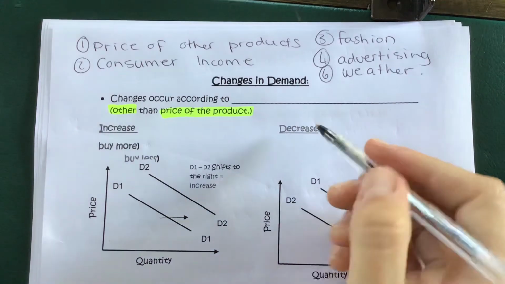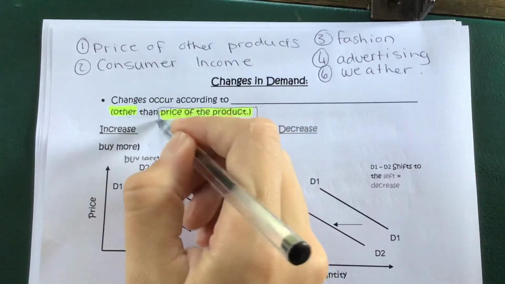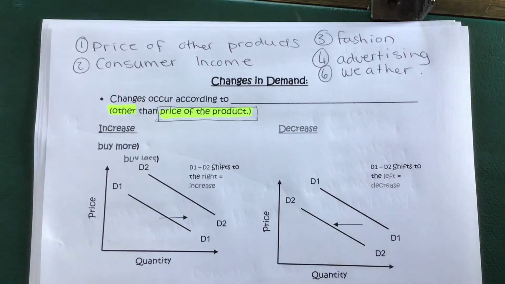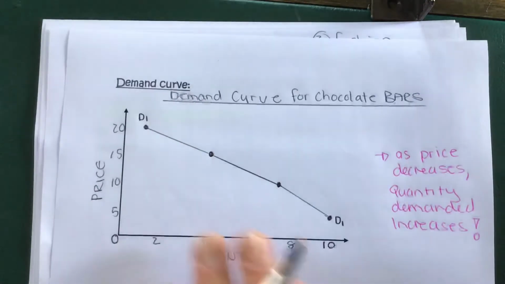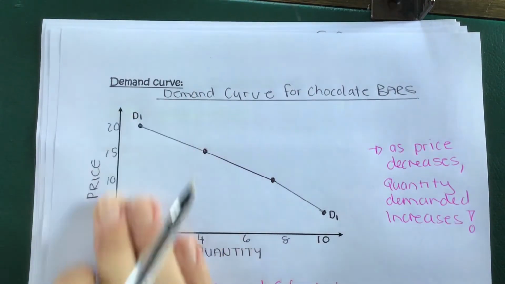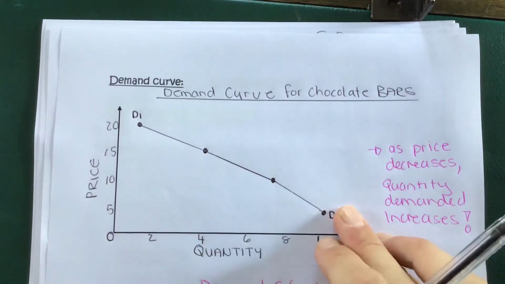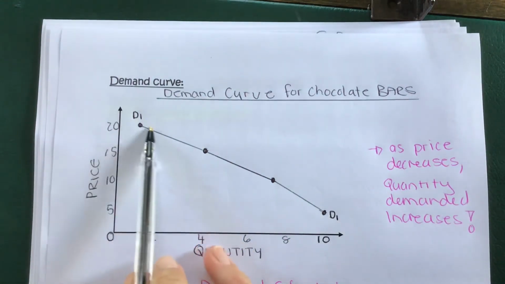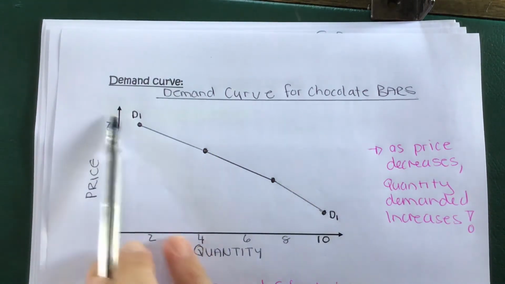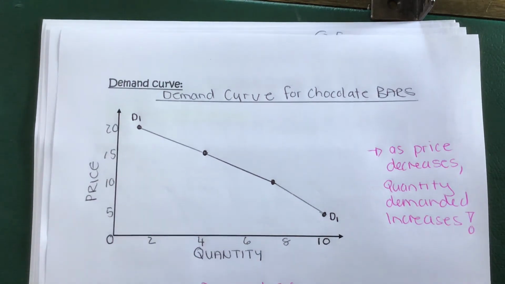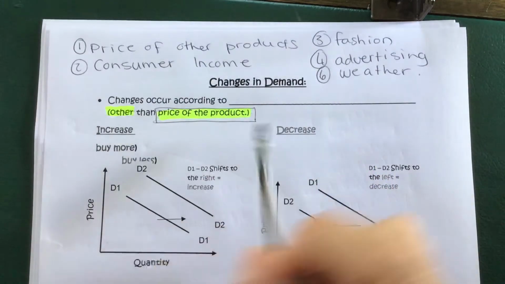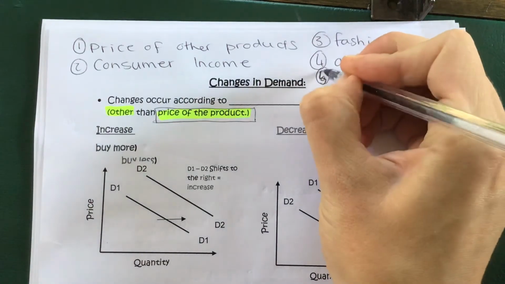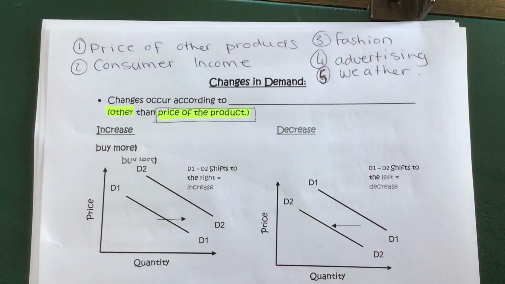Now, why am I saying that we can't refer to the price of the product? Because we have seen here, we've already established that as price decreases, the quantity demanded decreases. That we can see on the demand curve. Okay, we know that price had this effect, but we need to talk about these other factors that affect demand and cause changes in demand.